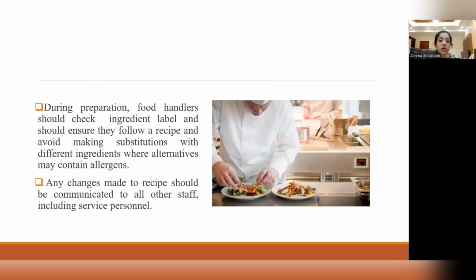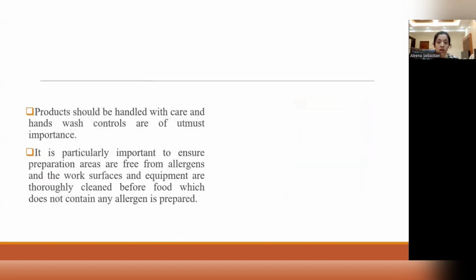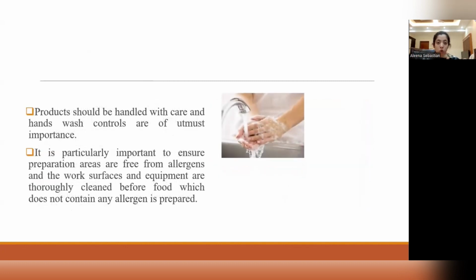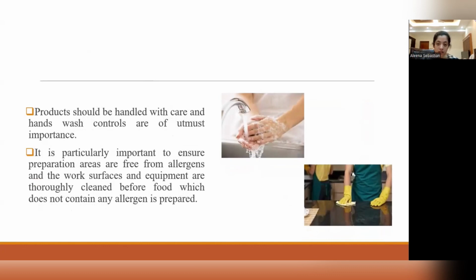Also during preparation, food handlers should check the ingredient label and ensure that they follow a recipe. In case they are making any substitution, suppose they do not have one ingredient but use a similar ingredient that has a possible allergen, they should clearly inform all other staff, including the people serving the food. This is what I have told you. We have to wash the hands and clean the surface.